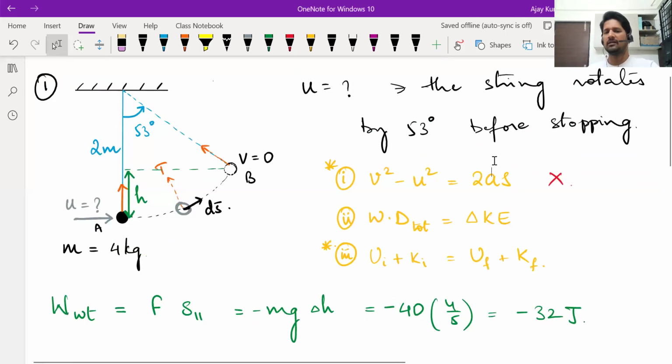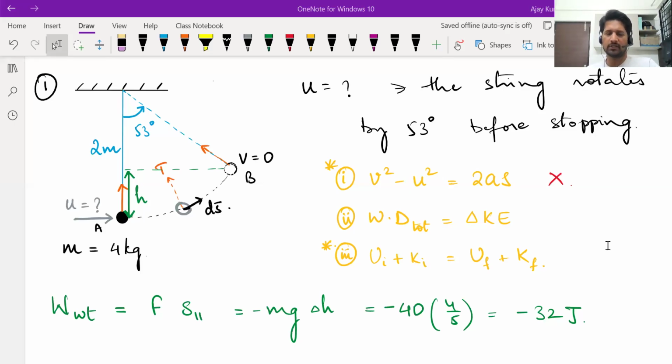Pawan, tell me the condition for mechanical energy conservation. Work done by external forces must be equal to 0. External force, that's what question. Tell properly. Conservation of mechanical energy. Sorry, work done by non-conservative forces should be 0. What are the two forces acting on this bob as it moves from A to B? Gravitation and tension. Weight and tension.